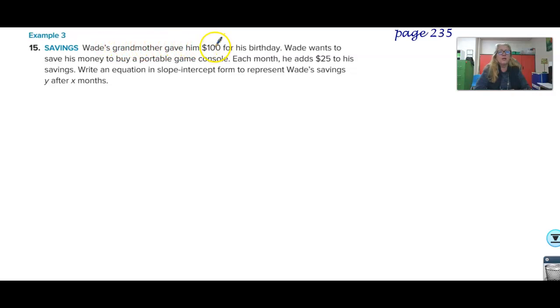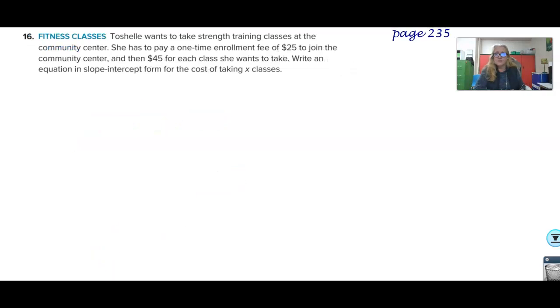Wade's grandmother gave him $100 for his birthday. Wade wants to save his money to buy a portable game console. Each month, he adds $25 to his savings. Write an equation in slope-intercept form to represent Wade's savings, y, after x months. So you put the y first. Now, x is how many months? How much is he saving a month? He's saving a positive $25 each month. What did he start with? What was his y-intercept? What was his original value? 100. Okay.